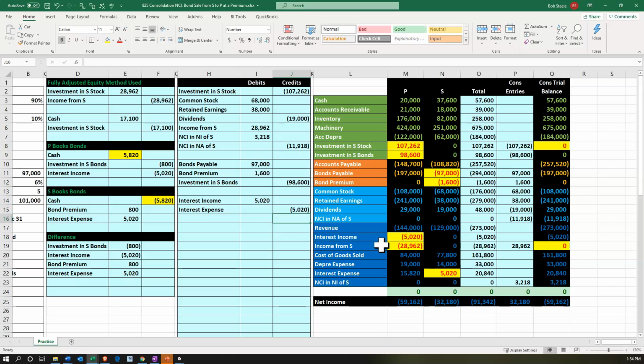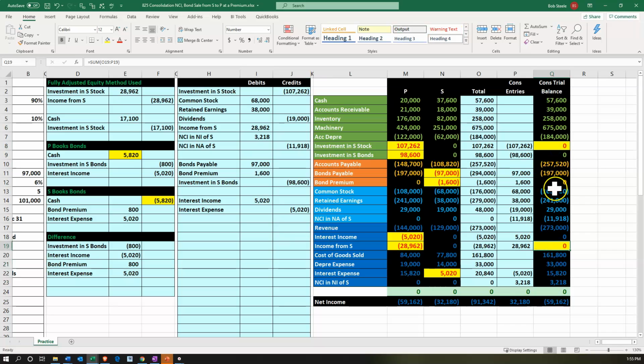So we'll reverse that one out. So here's the interest income. Let's remove that. That needs to be removed. And then we're going to remove the other side on the expense side of things. Removing the expense side of things. And there we go with the intercompany bonds. We can see these two are down to 0 as expected.